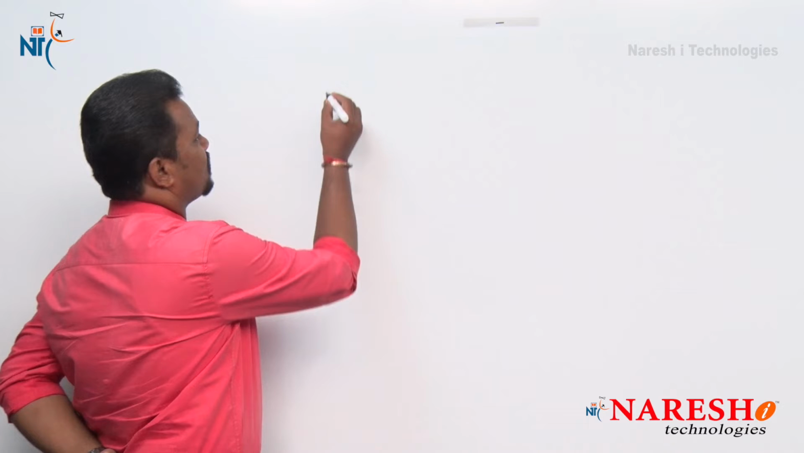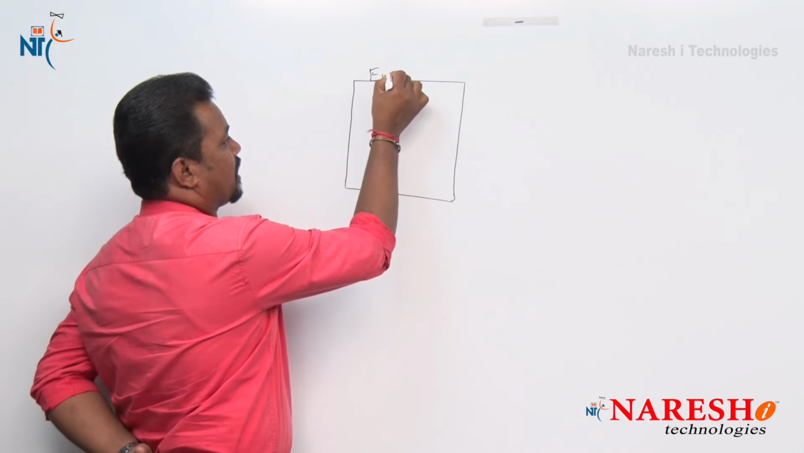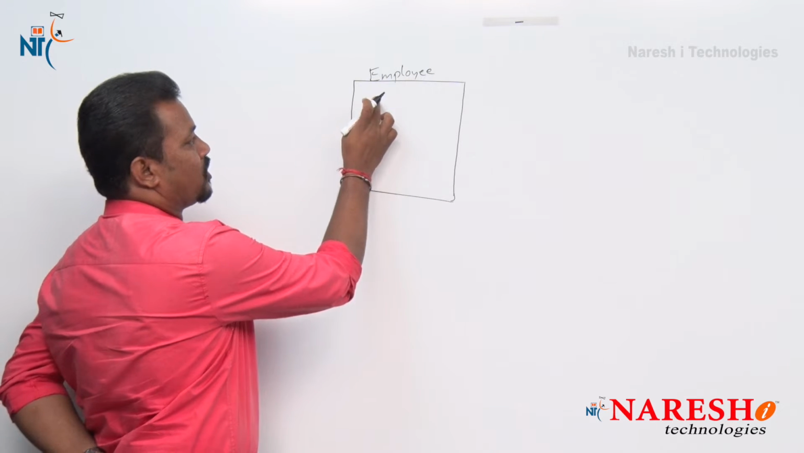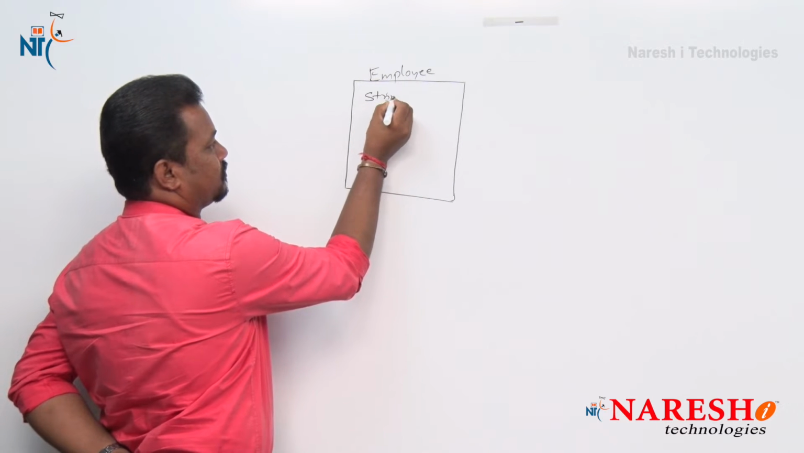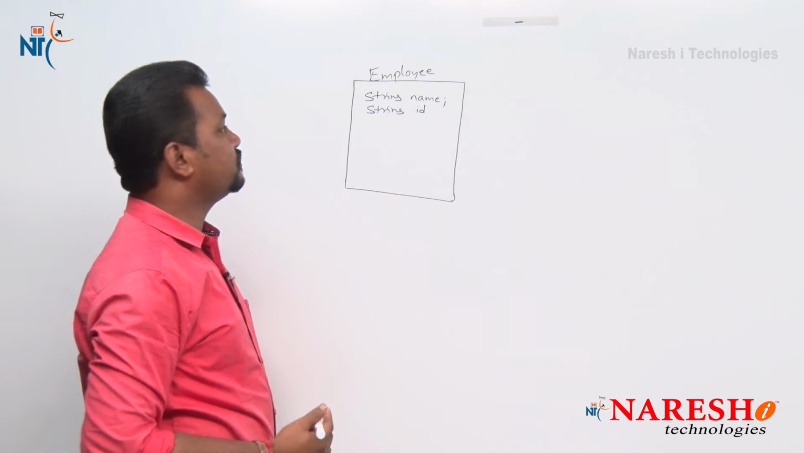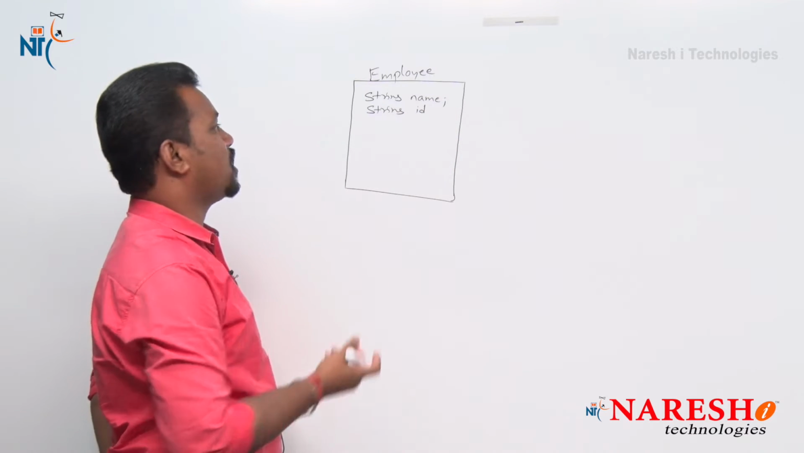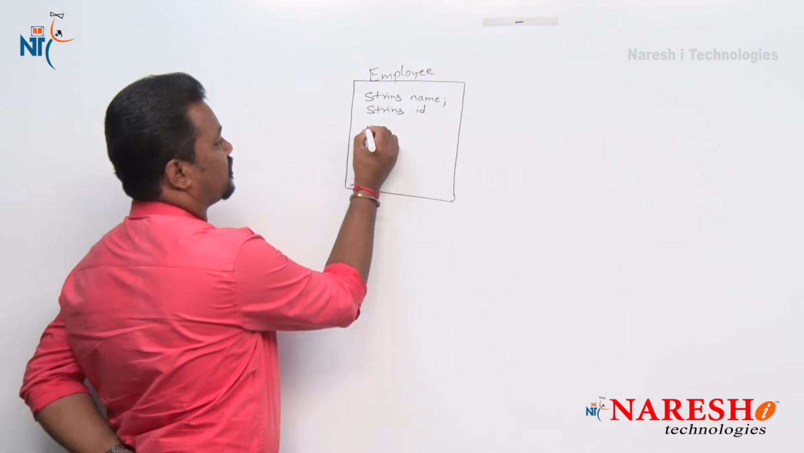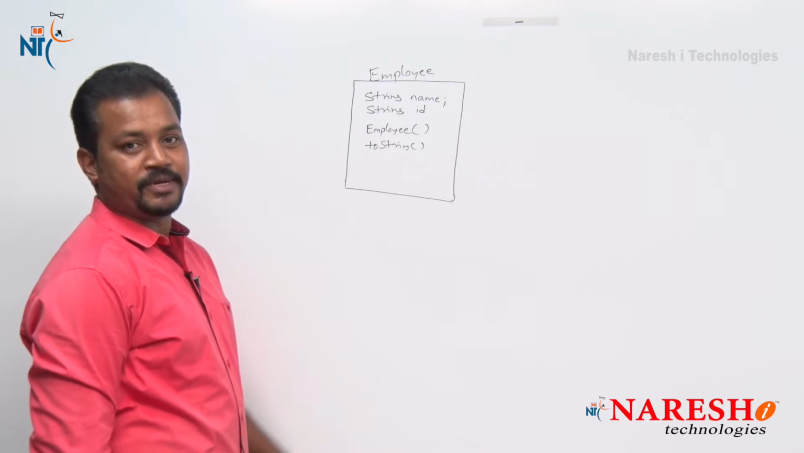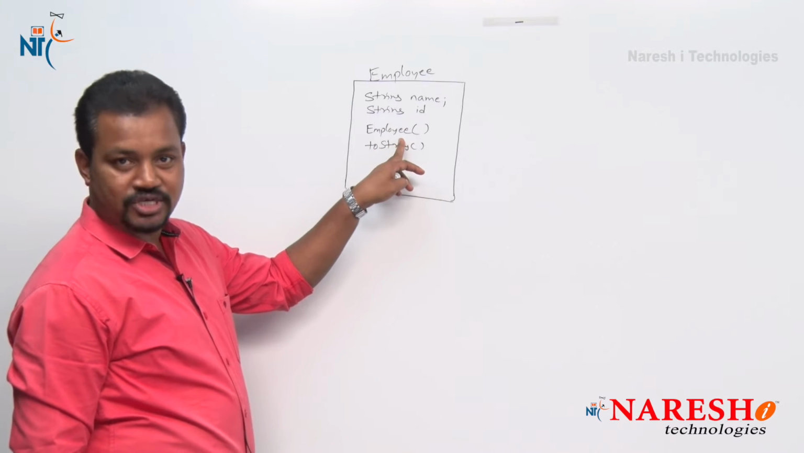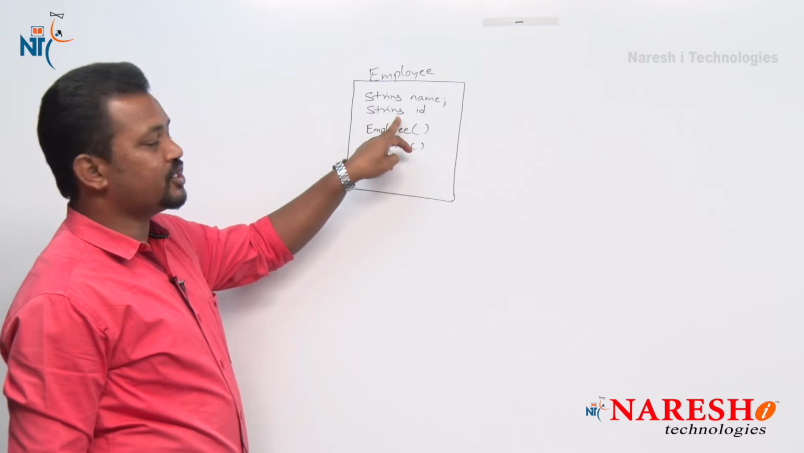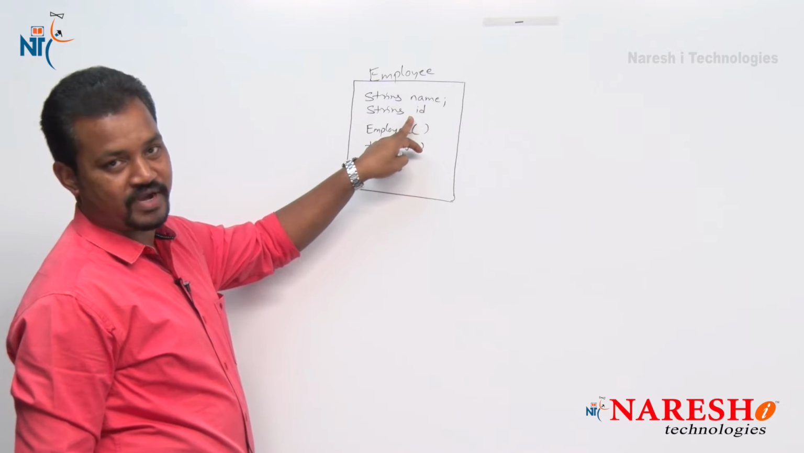For example, I will take one class like this. I am calling it the Employee class. In this Employee class, I am taking some fields: String name and String ID. I took two fields now. I am going to load this data onto this class by using a constructor, and I have one method known as the toString method. The first step is this constructor. Using this constructor, I am going to load the data onto the instance variables name and ID of an employee.